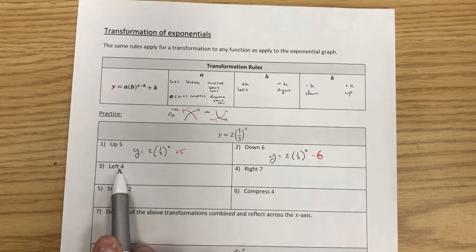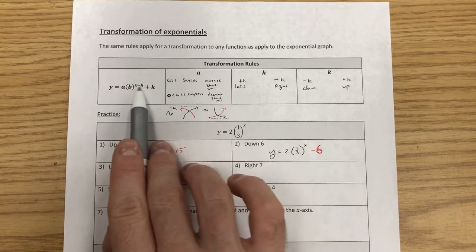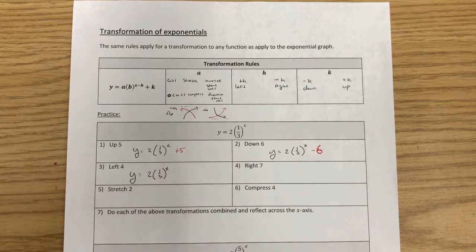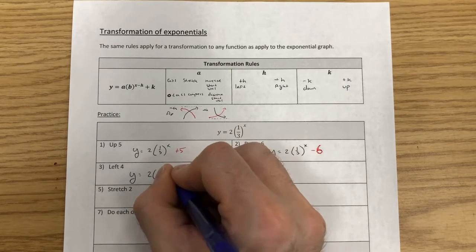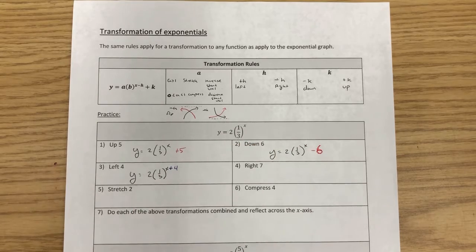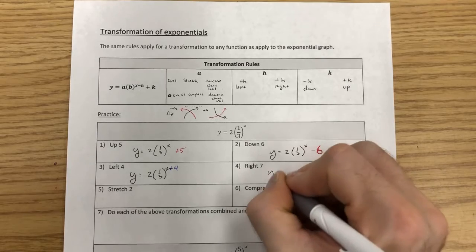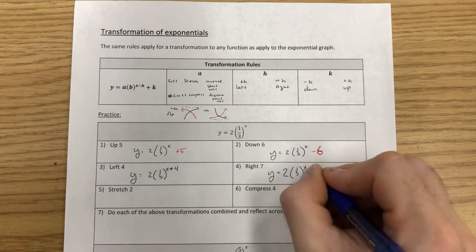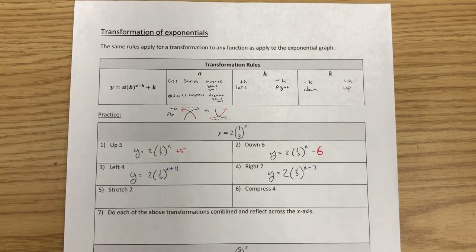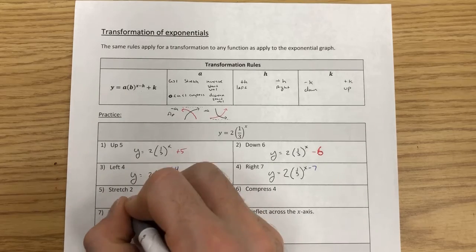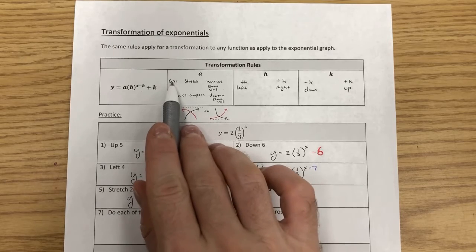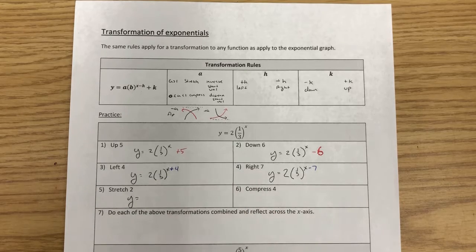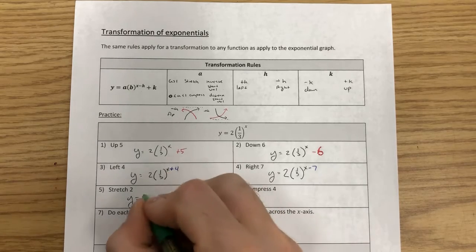Awesome. So for the left 4, this is going to be the h, so it's connected to the x. So we're going to take our y equals 2 times 1/3 to the power of x, and this is going to be left, so an inverse relationship, so plus 4. Likewise, if we tried to move it to the right, 2 times 1/3 to the x, right is going to be minus 7. And if I wanted to stretch that, stretching means a is bigger than 1. If I stretch it by 2, I'm going to multiply that starting value times 2. So 2 by 2 is going to give me a 4.